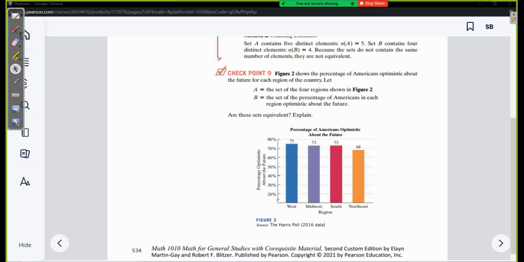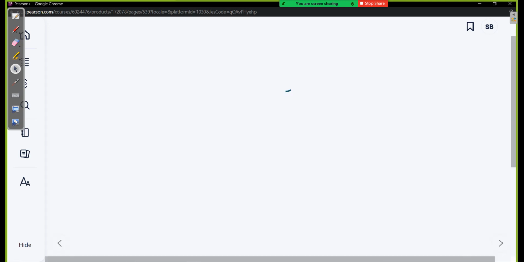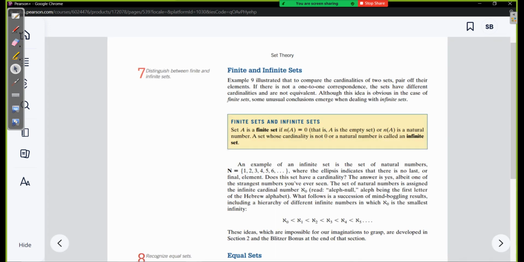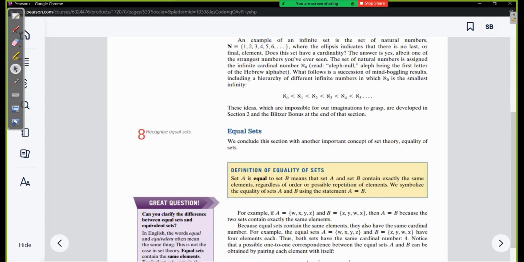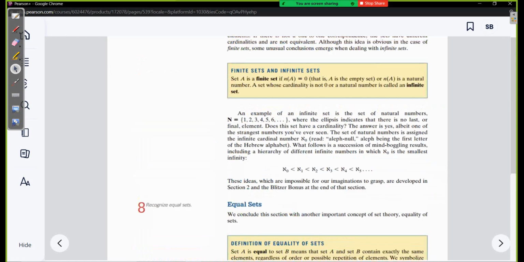This is pretty funny. The percentage of Americans optimistic about the future. In the Northeast, they are not optimistic at all. Well, I wouldn't say not at all. It's just a lot lower, I guess.